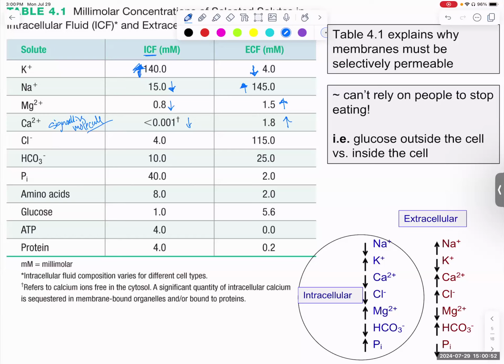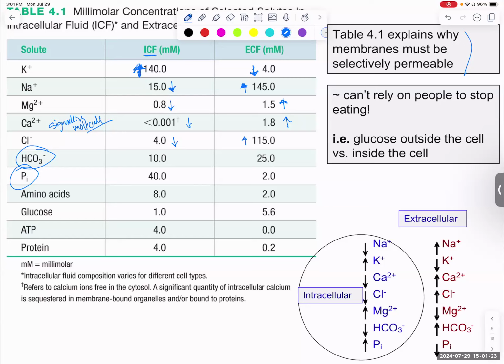So the cell really tightly controls these ions. Chloride, very high on the outside, very low inside. And in the nervous system, you'll see that chloride a lot of times is an inhibitory ion. You got bicarbonate, you got inorganic phosphate, amino acids, and you can see the different combinations, what's inside the cell and what's outside the cell. And so table 4.1 is explaining why membranes must be selectively permeable.